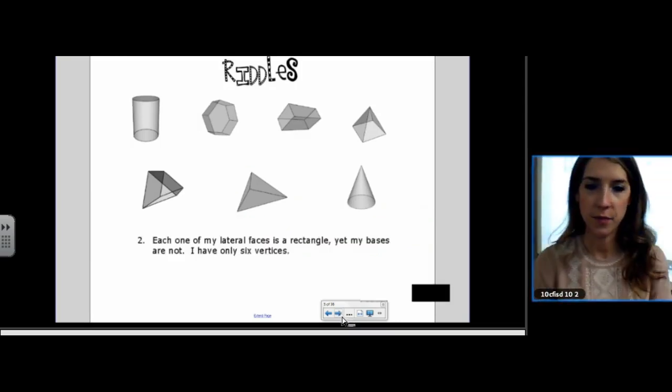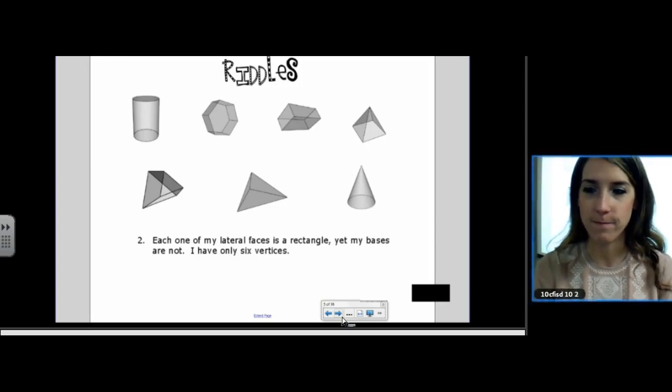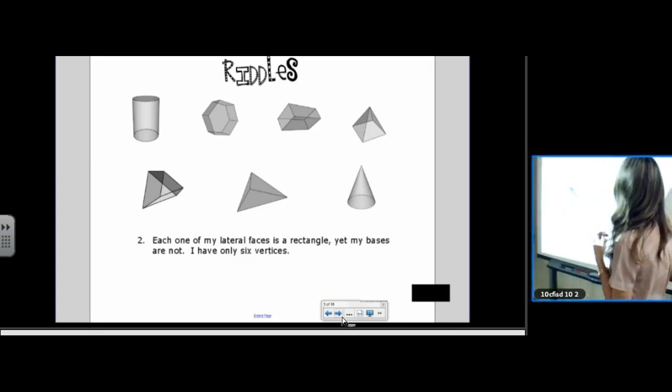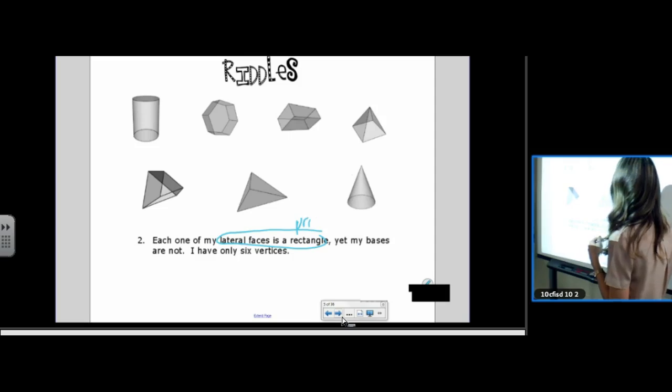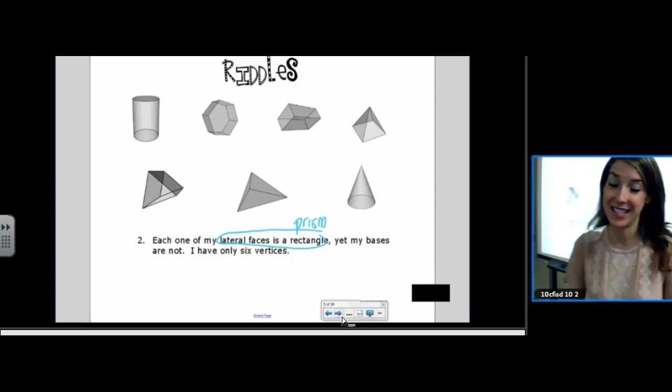Next riddle. Each one of my lateral faces is a rectangle, yet my bases are not. I only have 6 vertices. So let's dissect this. Lateral faces are rectangles. All right. So we're automatically a prism right here. And it only has 6 vertices.